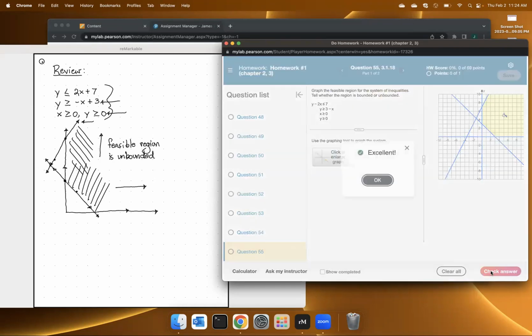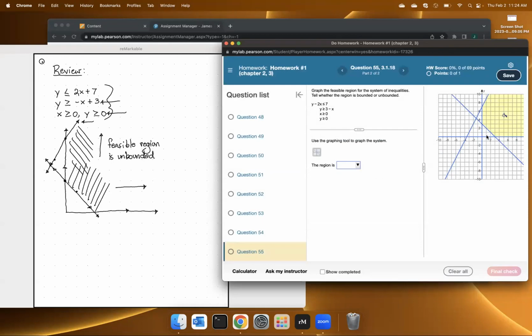Save, check, perfect. So just watch whether you need a dotted or solid line, and then watch which way those inequalities go, and you'll be just fine. I'm sorry for the clunky software, but hopefully it'll work okay. All right, and we said the region is unbounded. Okay, so that's it for this question.